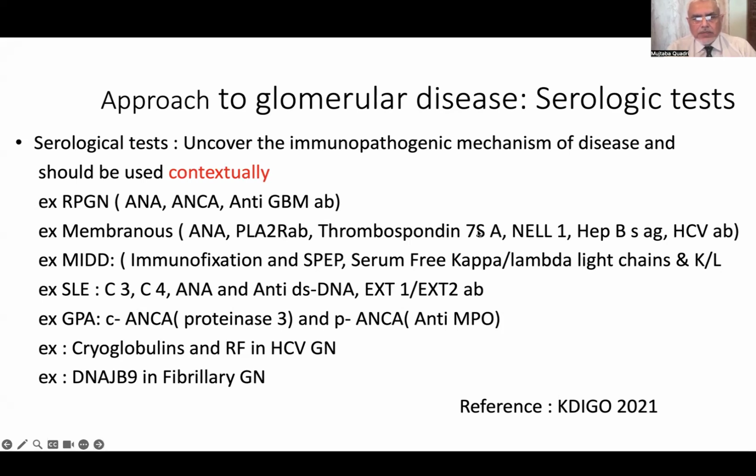parts of the world now, second only to PLA2R, due to mercurials in bleaching, facial bleaches and hair bleaches, thrombospondin 7A, not too often commercially available, but may be associated with malignancies. And of course, Hep B, C serologies may be important. For the monoclonal immunodeposition disease, immunofixation, and serum protein electrophoresis, serum-free kappa lambda light chains would be very specific.